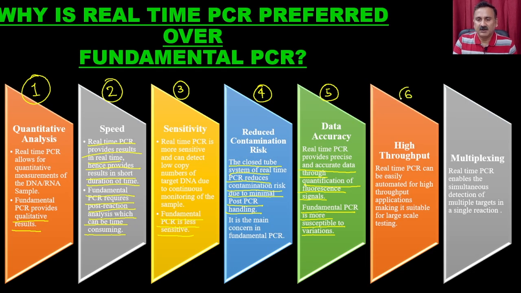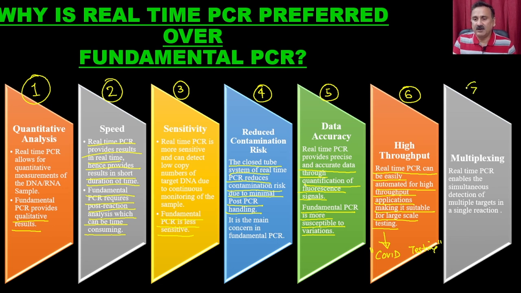Number six, it is high throughput, right? Real-time PCR can be easily automated for high throughput applications, making it suitable for large-scale testing. Remember that real-time PCR was used very often in the case of COVID testing, because of this feature, that you can do 50 samples, 100 samples, 2000 samples, and so on, because it can be automated with high throughput systems.